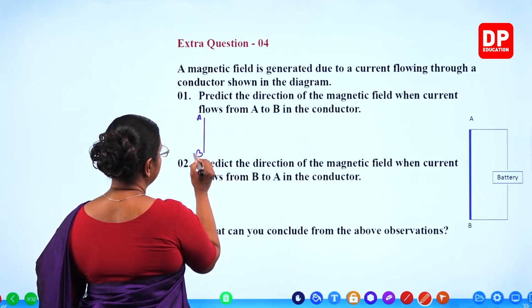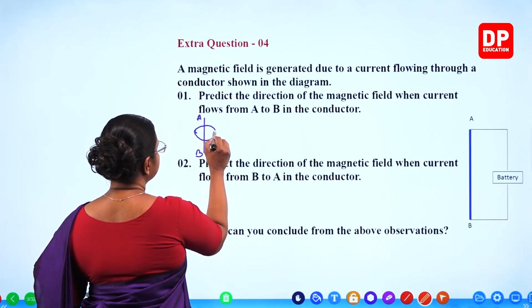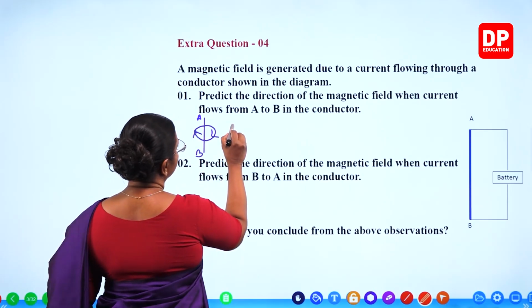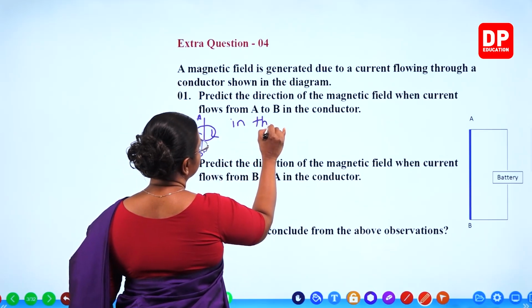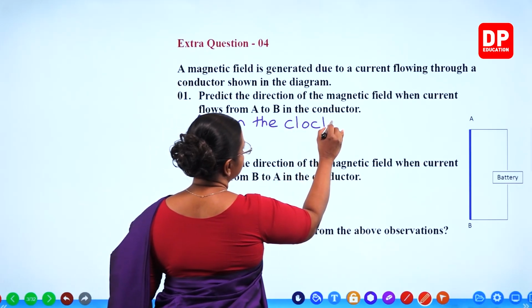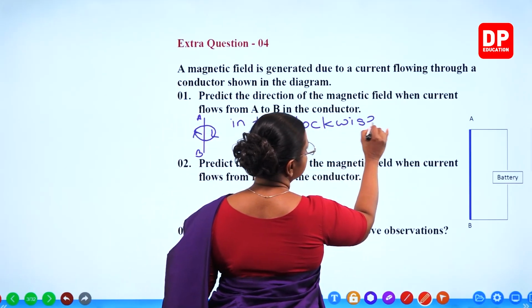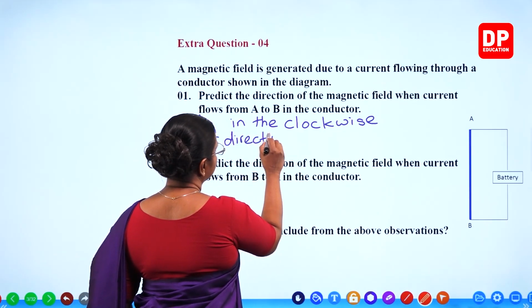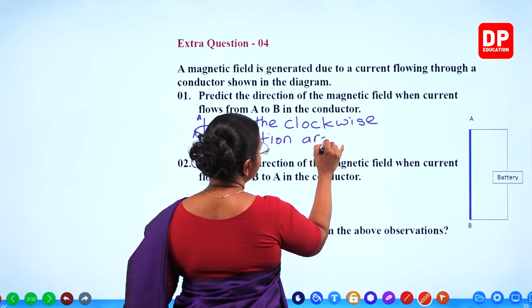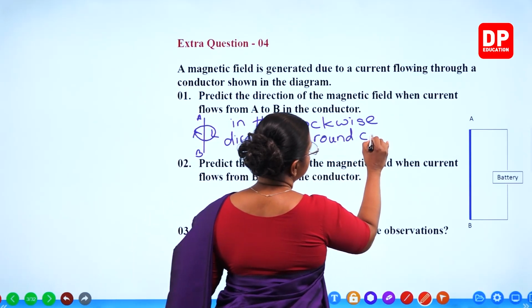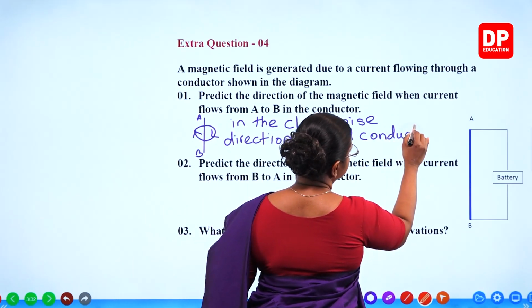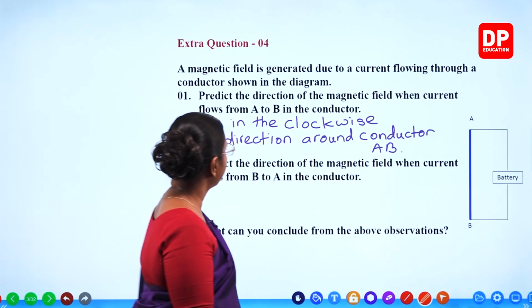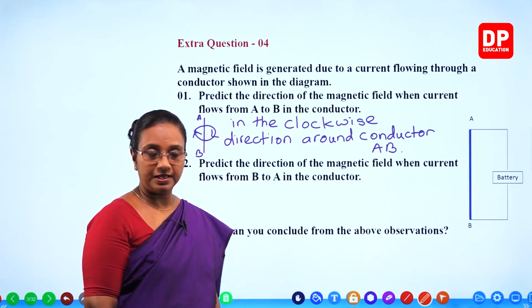A to B. Now the magnetic field is going to be in this direction, in the clockwise direction around conductor AB. That is how you will get the magnetic field.